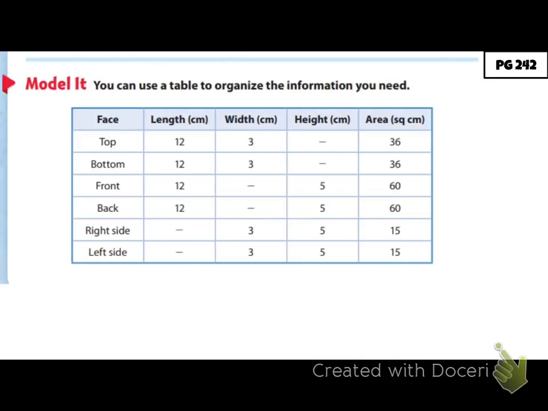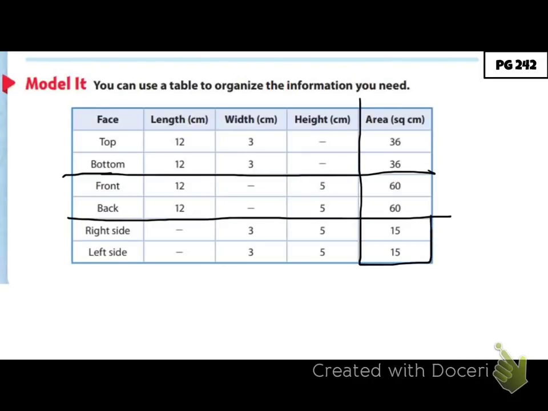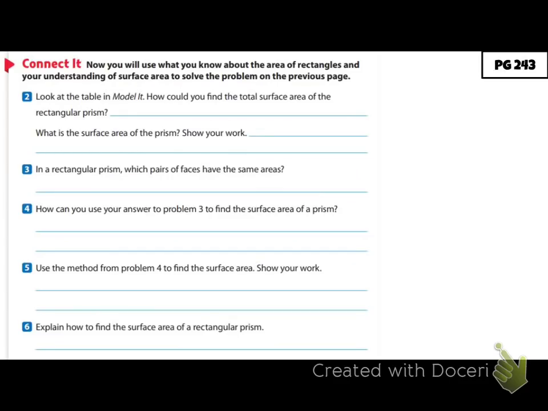In the model, you can then use a table to organize the information you need. So you can see here that they have the top and bottom and the measurements across. You can see that they have the front and the back, and then the right side and the left side. And then over here on the right hand side, they found the area of each. So let's go through and answer some questions about this now.